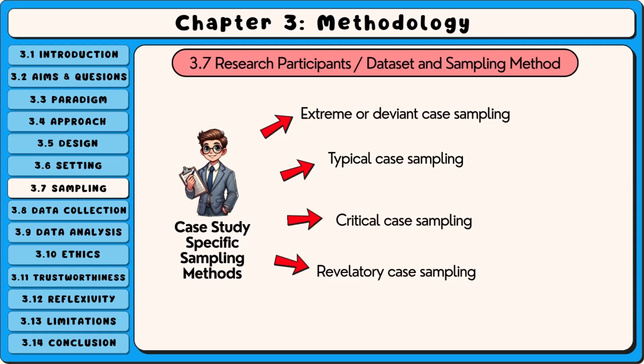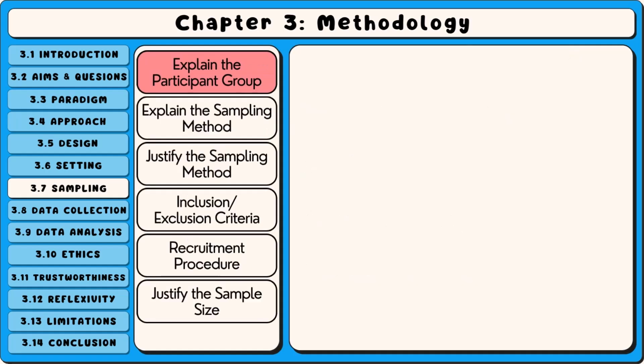Lastly, we have case study specific sampling methods, which can include extreme and deviant case sampling, typical case sampling, critical case sampling, and revelatory case sampling. Again, to learn about the specific case study specific methods, visit my case study resources linked in the description. Now, let's look at how you will write up your sampling section.